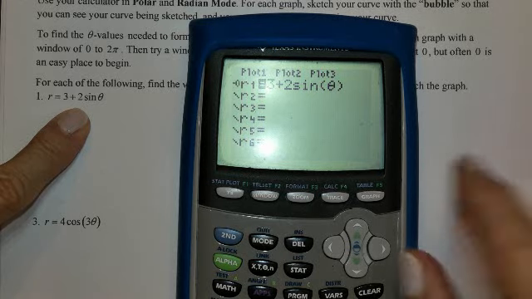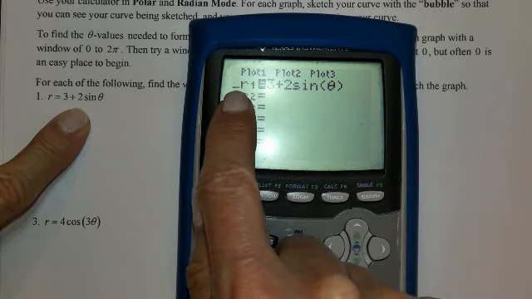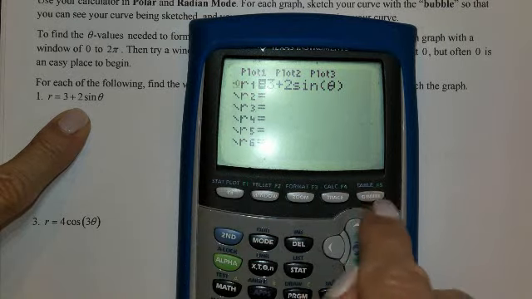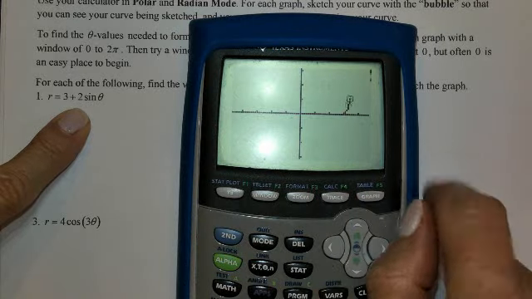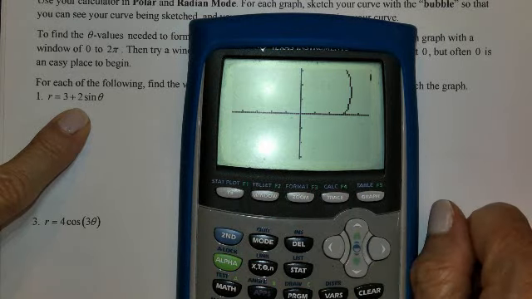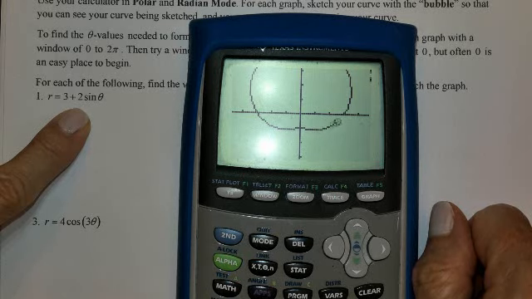You enter again, and do you see the little bubble? That's what you want. And now when you graph it, do you see the little bubble there? It just allows you to follow your graph a little bit. Okay? It's especially helpful if you have accidentally put in too many theta values.